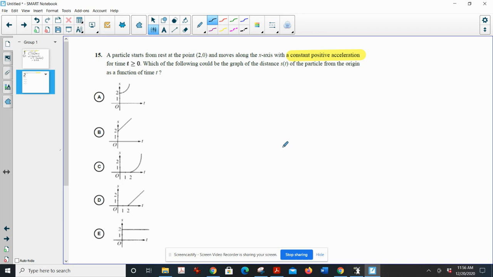Well, these are all your position functions. When you look at B and D and E, I hope that you notice that they're linear. Now, B and D, if they're linear, they're in this form.